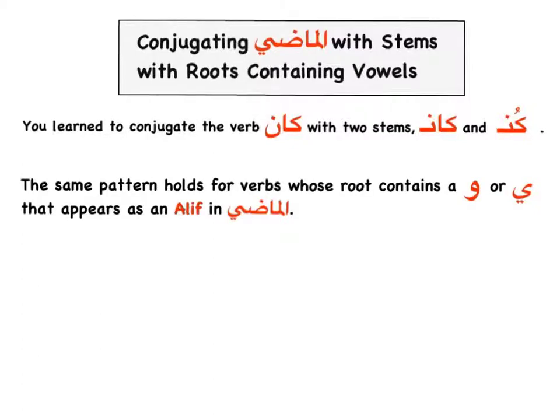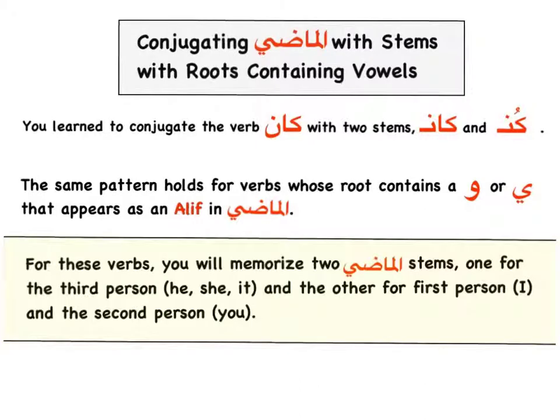And the same pattern holds for verbs whose root contains a waw or ya that happens as an alif in the ماضي. For these verbs, you will memorize two ماضي stems, one for the third person, he, she, it, and the other for the first person, I, and the second person, you, أنت.